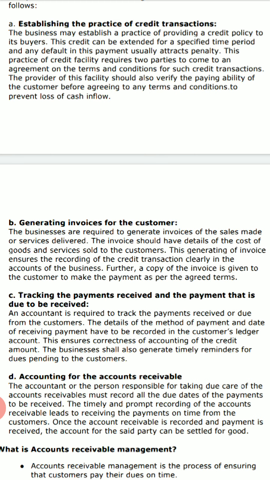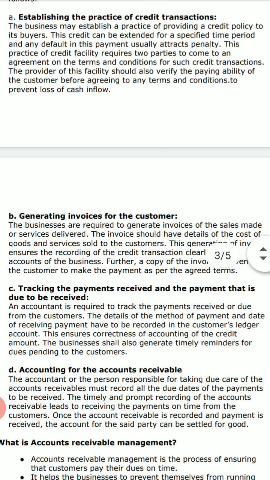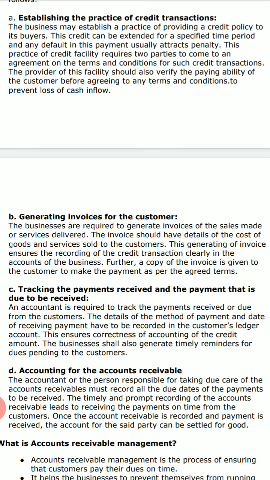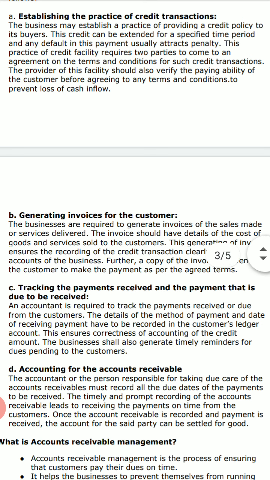Before agreeing to any terms and conditions, that means the terms have to be fixed, the conditions have to be fixed, and then the credit transaction is to be mentioned. Suppose as a business you are providing the credit facility to the customers, then the time period has to be fixed, that okay, if you are buying the goods on the 1st of the month, then you have to make the payment latest by the 31st or end of the month. This is the credit policy, and that is to be agreed by both the parties, that means the seller as well as the buyer, right? So establishing the practice is a way of maintaining the account receivable. So credit transactions are to be established, right?